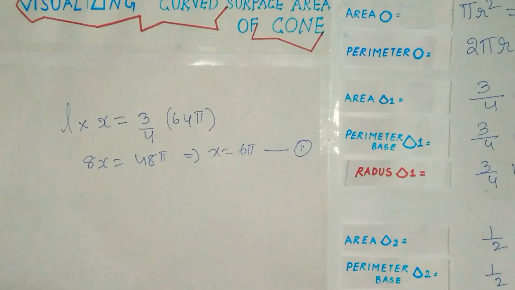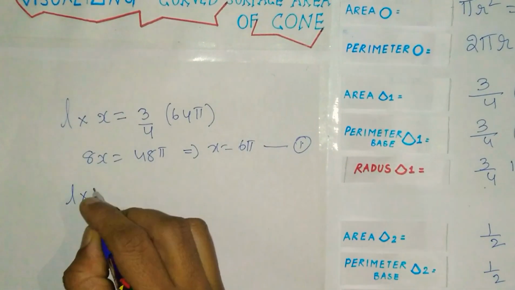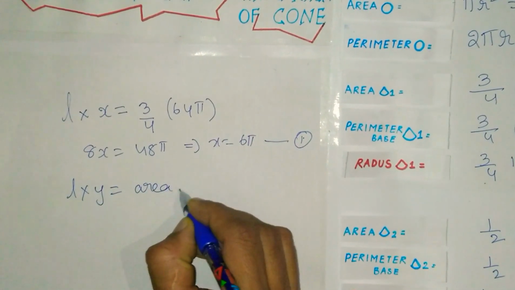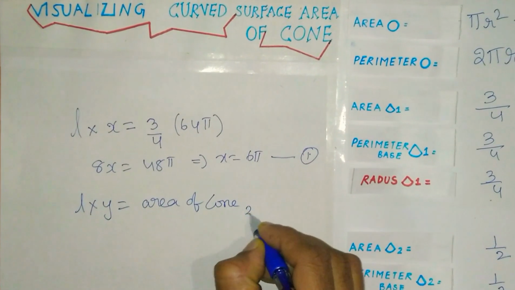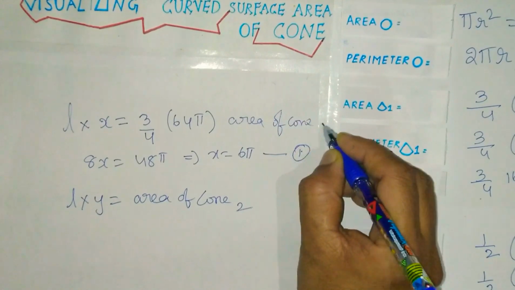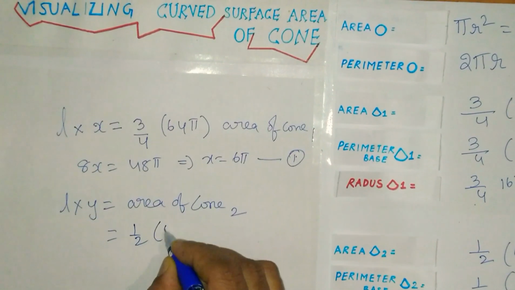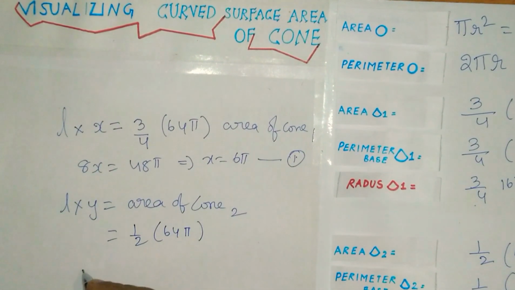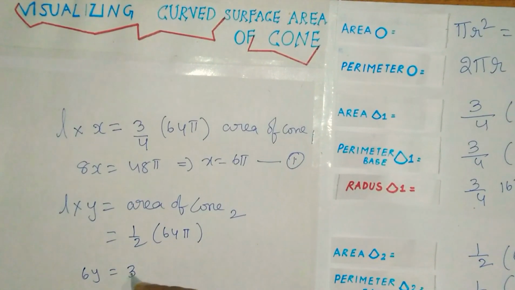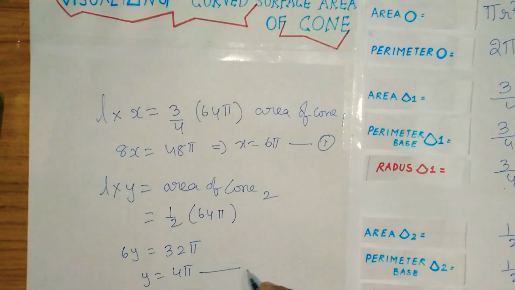Let us take the next cone and do the same. Slant height into some variable y equals the area of cone 2, which is equal to 1 by 2 of 64 pi. 6y equals 32 pi. Therefore, y equals 4 pi.